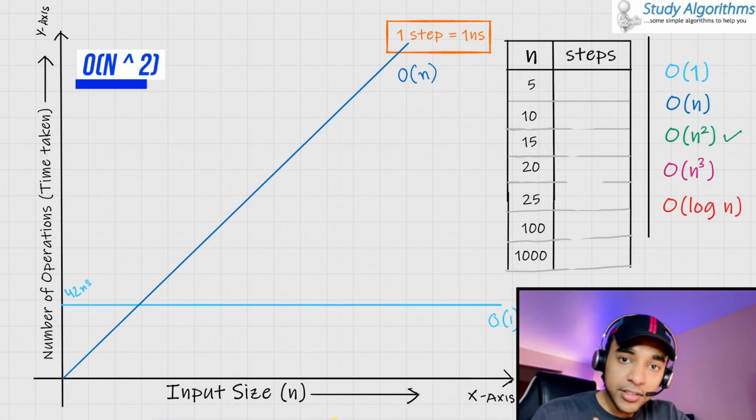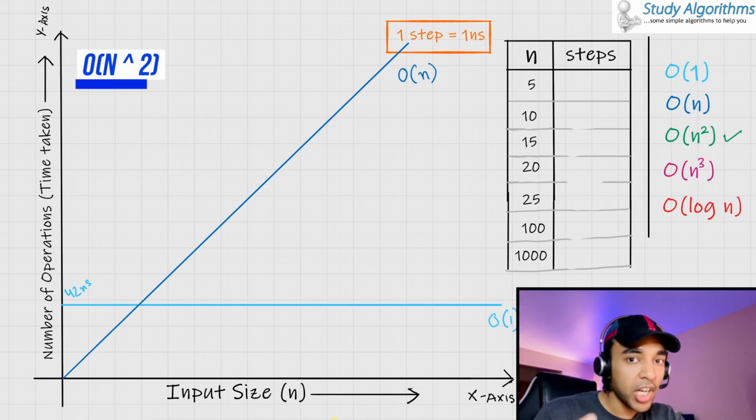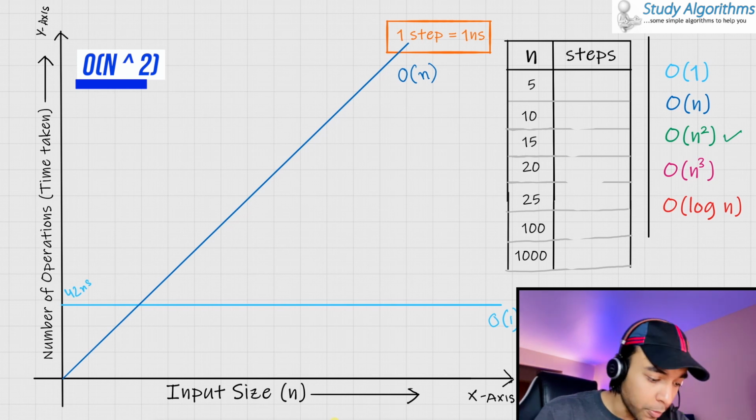An order of n squared means that the algorithm you are choosing takes squared number of steps based upon your input size. So if your input size is 2, you are taking 2 squared, that is 4 steps. If your input size is 5, you are taking 5 squared, that is 25 steps. Based upon this, let us try to populate the table now.